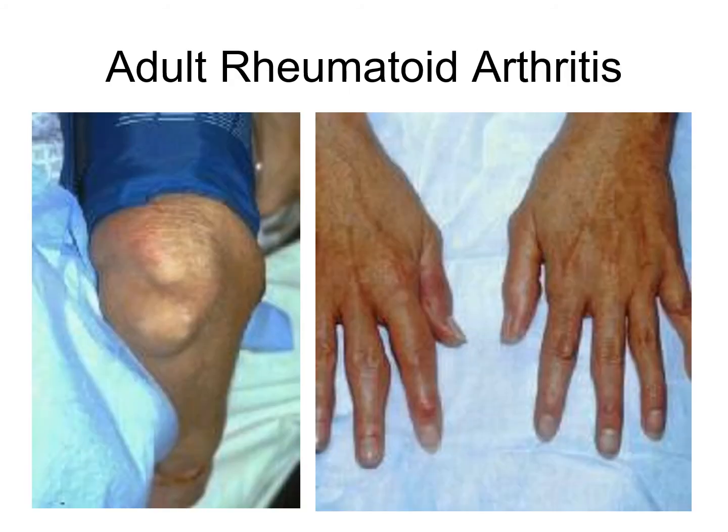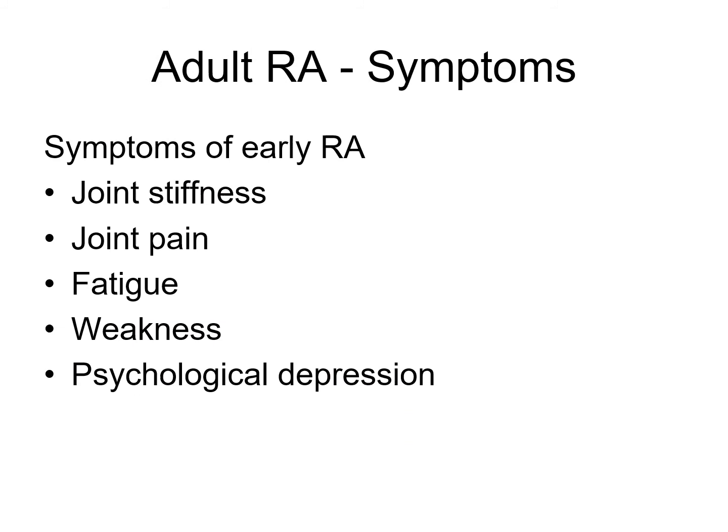We see typical destructive phenomena in the fingers, such as boutonniere deformity, and often there's an ulnar drift of the fingers. We also may see a swan neck deformity. So there may be hyperextension and hyperflexion of the interphalangeal joints.